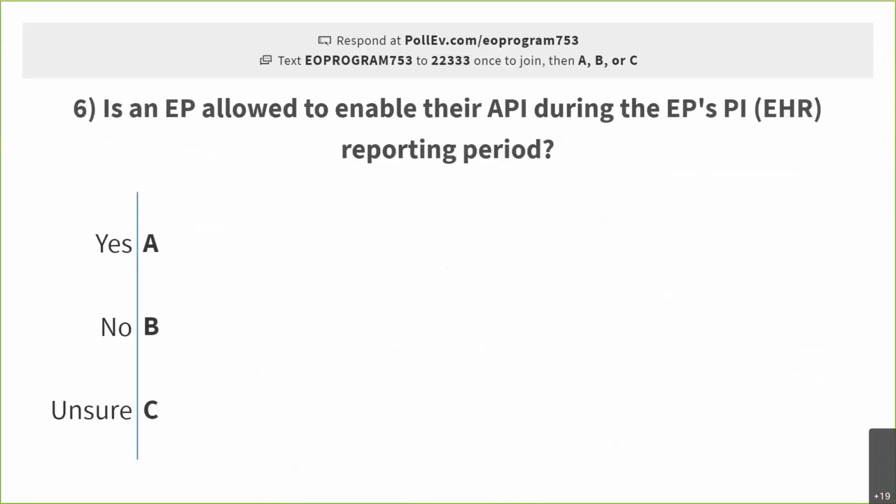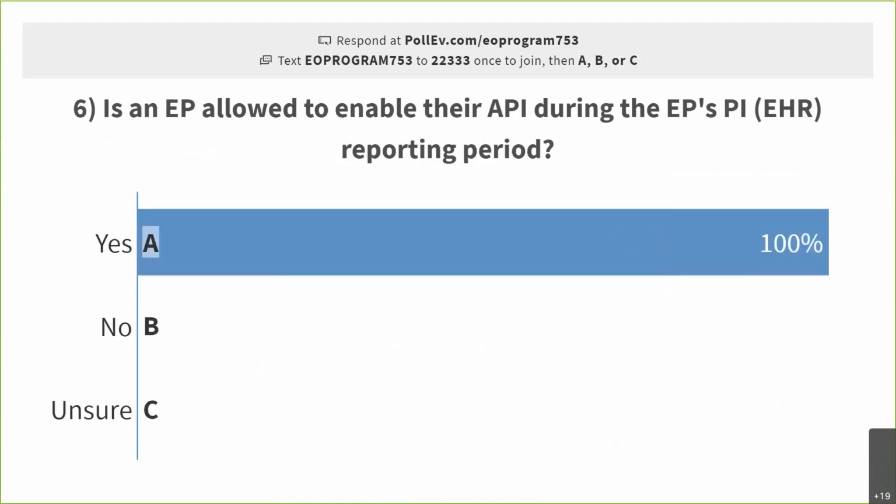Here's another polling question. Is an EP allowed to enable their API during the EP's promoting interoperability reporting period? Yes is A, no is B, and C is unsure. So if you're using your cell phone, text A, B, or C to provide the answer. I'll give you a few seconds to submit your responses. Again, at the top of the slide, you can open up your web browser and go to that website listed, or you can use your cell phone and text the number 22333. A few more seconds for y'all to enter those last few responses.